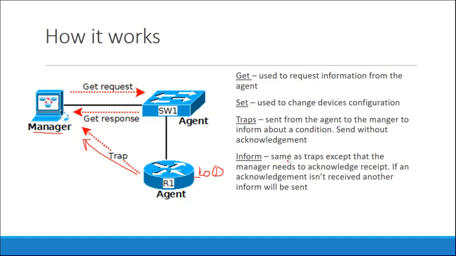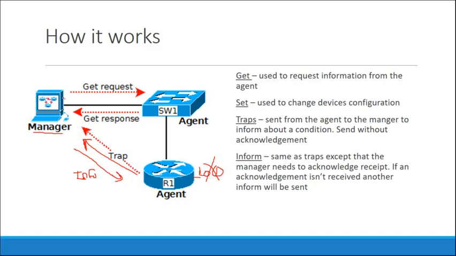An inform is the same as a trap in that, again, this interface goes down, and we're going to let our manager know about that. The difference between an inform and a trap is that an inform needs an acknowledgement. So the manager has to acknowledge back that he received it, if we're using informs. And if he doesn't, within a certain period of time, if the acknowledgement isn't received, another inform will be sent.